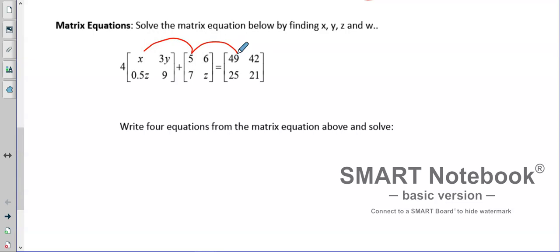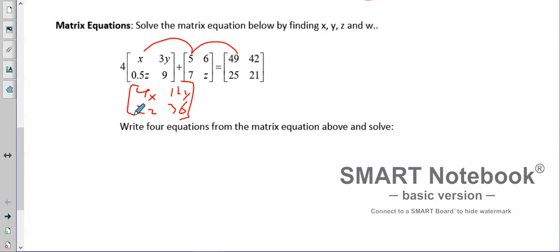All right, but the first thing we need to do is distribute the 4. So we're going to get 4x. We're going to get 4 times 3 is 12y. 4 times 1/2 is 2z. And 4 times 9 is 36. This is our new matrix for the first one.